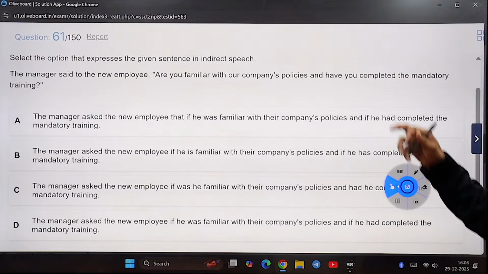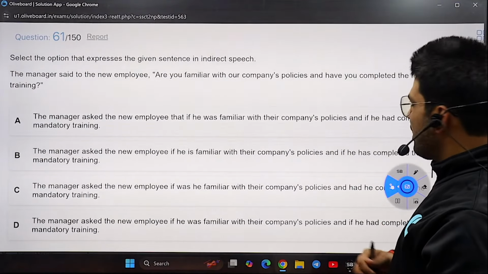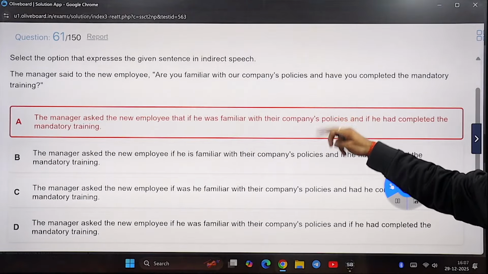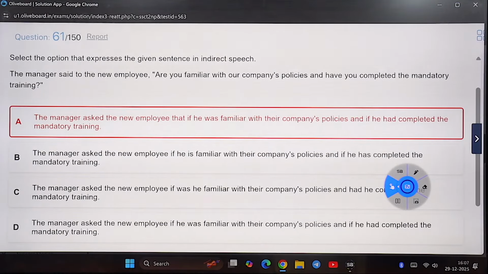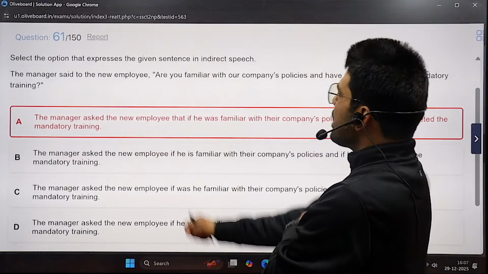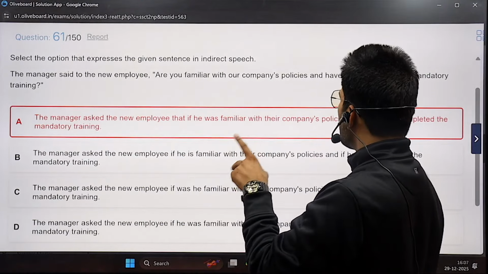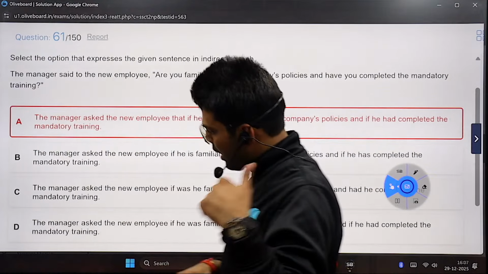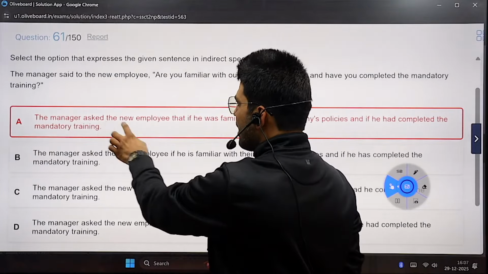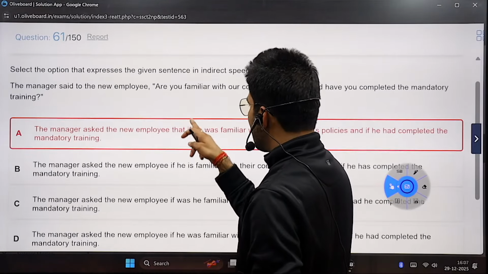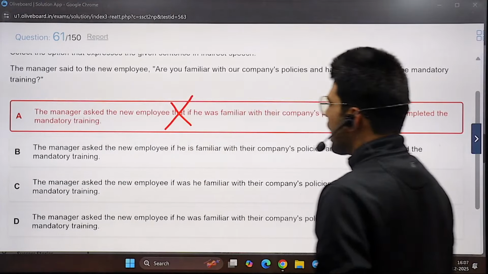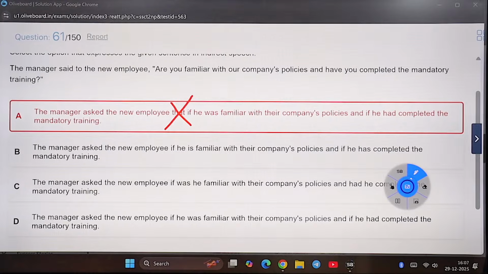No, that's not the correct answer. If I click A, see, it went wrong. Why? Let's see. Manager said to the employee, are you familiar with our company's policies and have you completed the training? There's a question mark. We do not use the conjunction that in interrogative sentences. So that's the blunder.